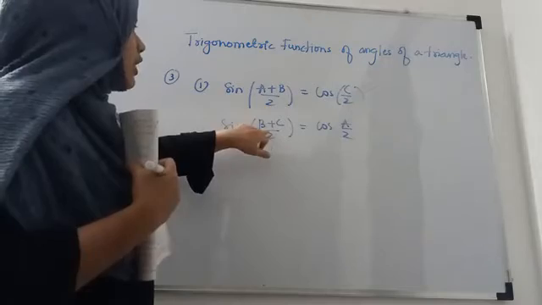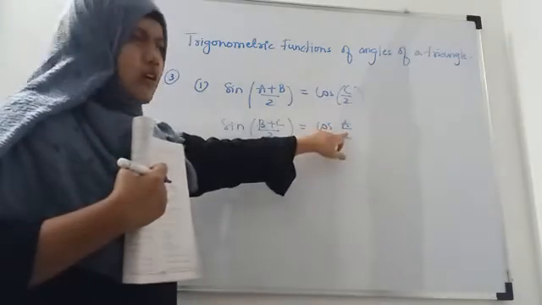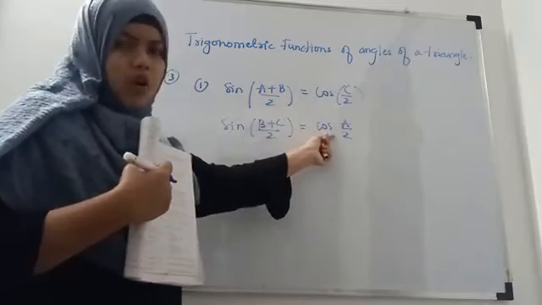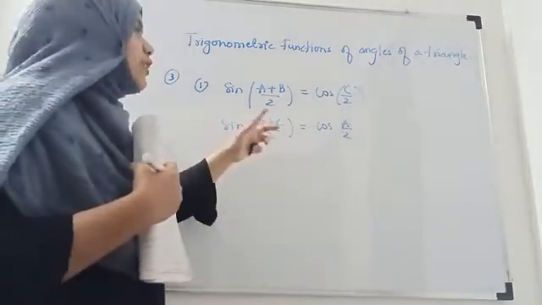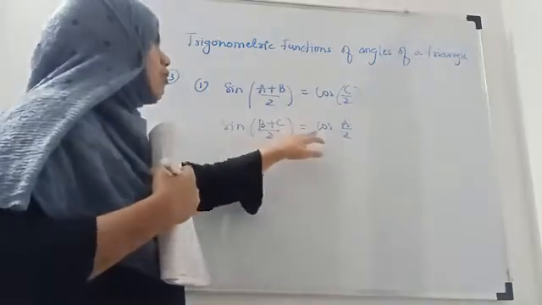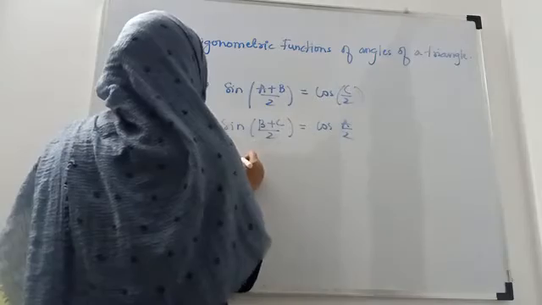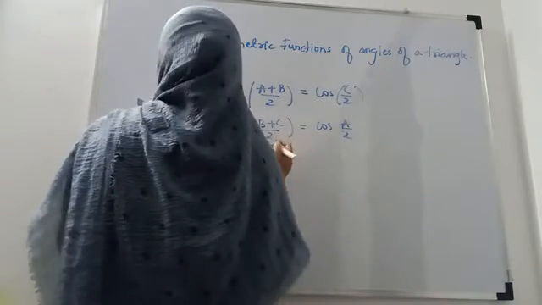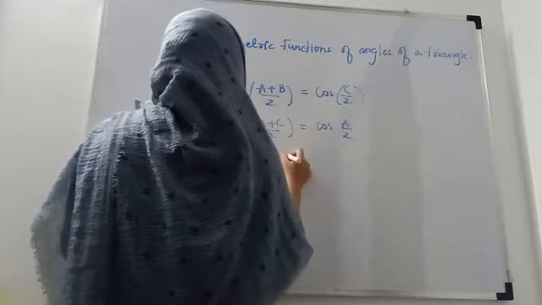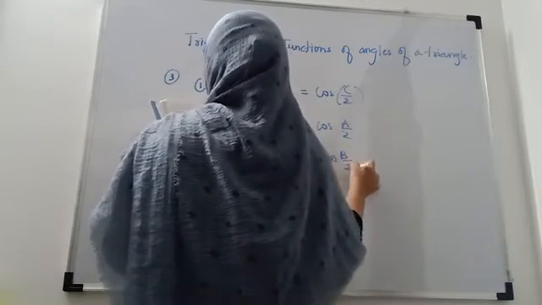Same thing you have to keep in mind. If B plus C is there, you have to use the A over here, but for the sine it will become cos for (B plus C) upon 2. If it is only B plus C, the formula will be sin A only. Similarly, sin of (B plus C) upon 2 is cos A upon 2, and sin of (C plus A) upon 2 is equal to cos B upon 2.